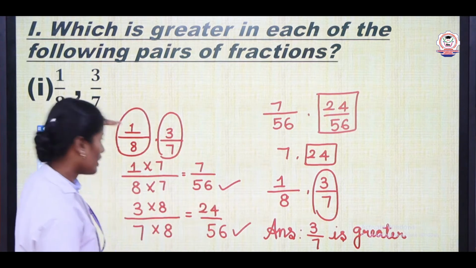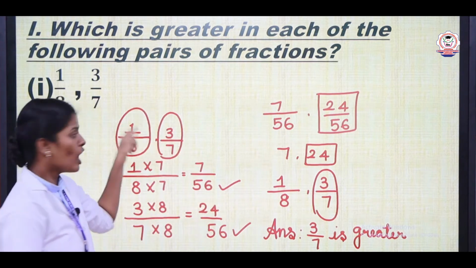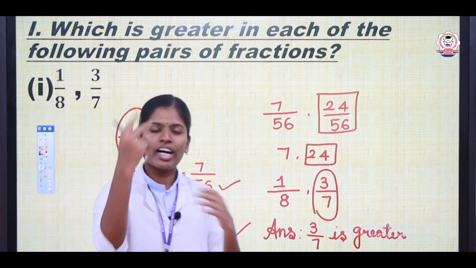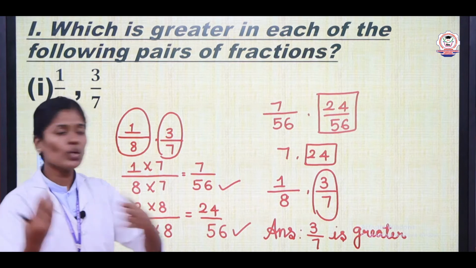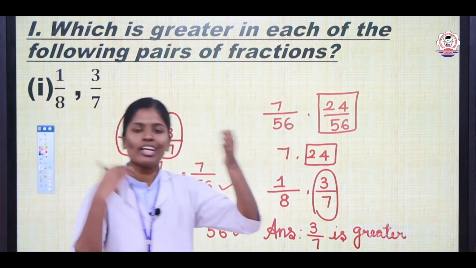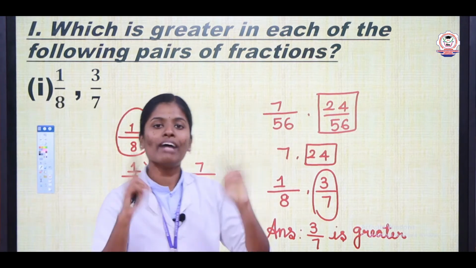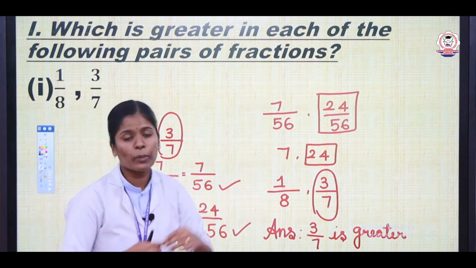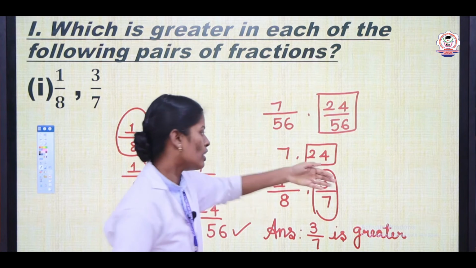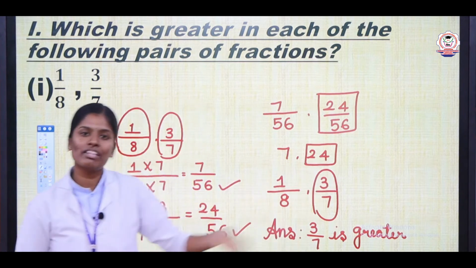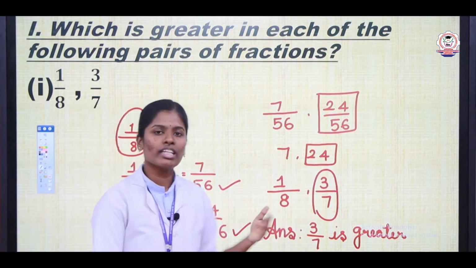So here you take the first fraction's opposite denominator value and the second fraction's denominator value, and finally you get the same denominator. Then you check the numerator values. We have the numerator values 7 and 24. Compare these two numbers, 24 is the greater number. So the final answer is 3 by 7 is greater. Next we will see another example.